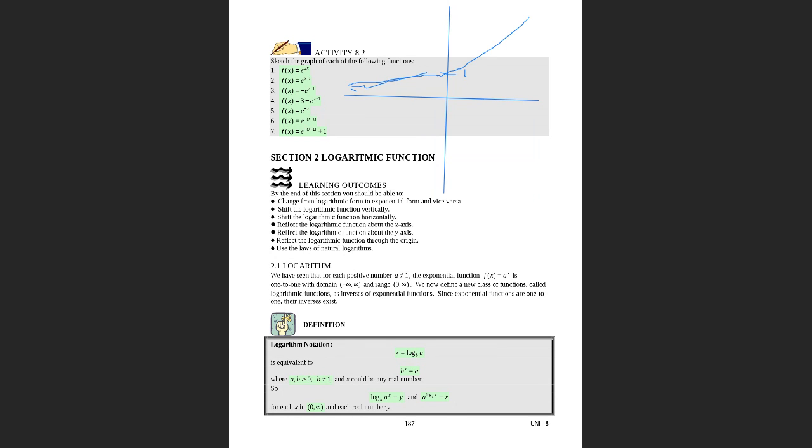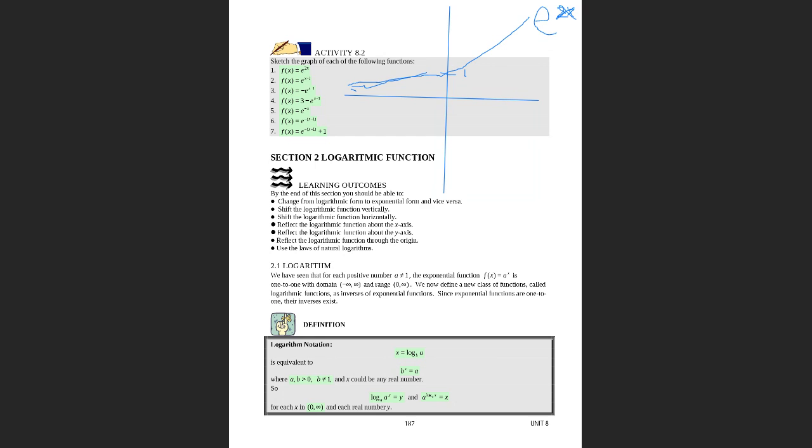So now, if we have e exponent x, we've seen that. When you are multiplying by a number greater than 1 on the x, it's the other way around. If the number is greater than 1, the graph will shrink. If the number is less than 1, the graph will expand. So this one is e exponent x.